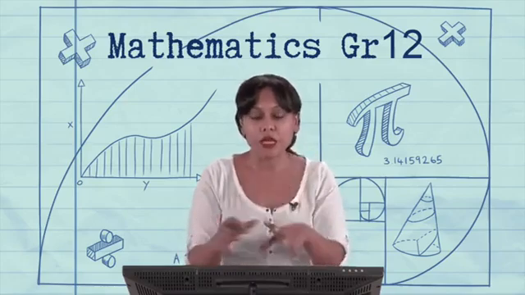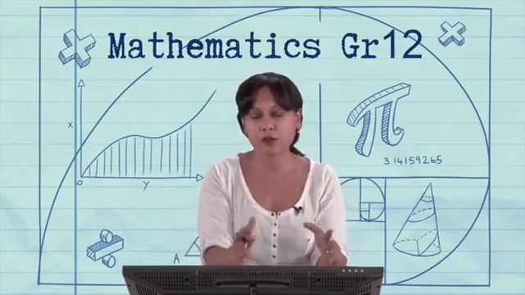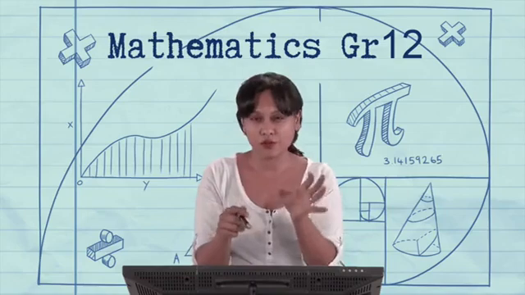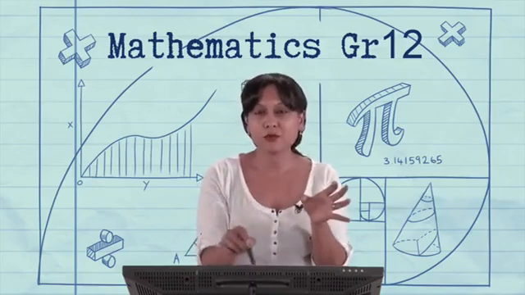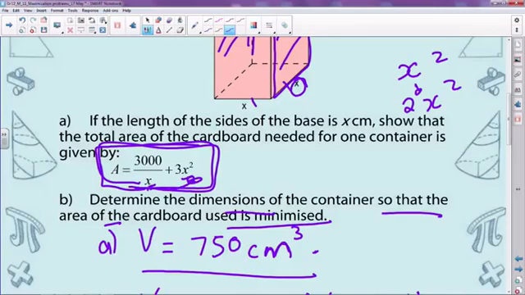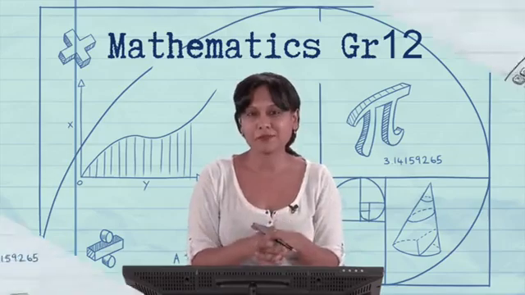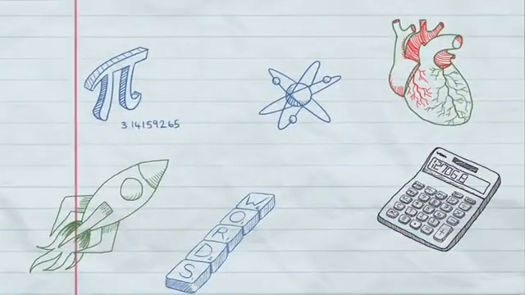Now that you've seen how we got this expression for the area, while we take a quick break, use that expression for the area to determine the dimensions of this container that will minimize the amount of cardboard used. Okay, while you do that, we'll take a quick break.